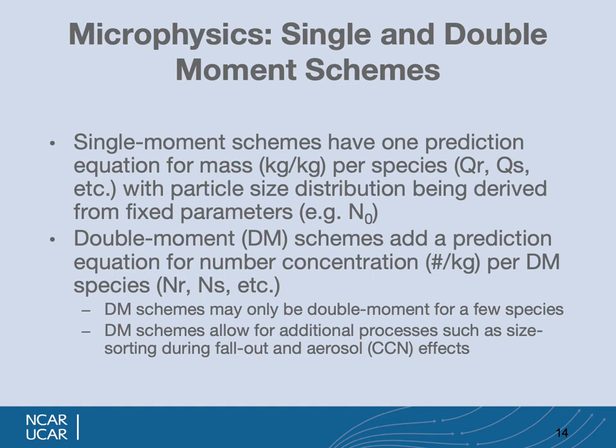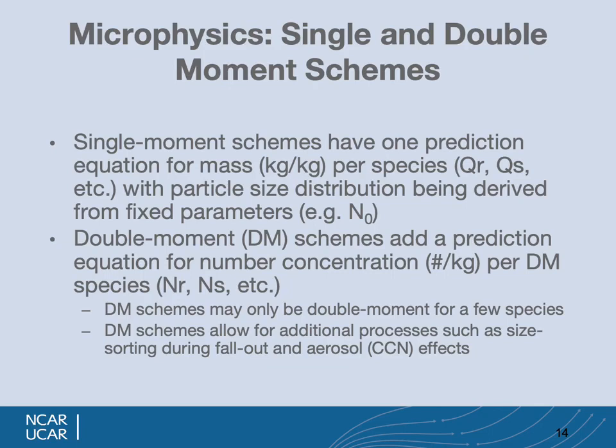For double moment schemes, you can add a prediction equation for the number of particles as well. So instead of a fixed intercept parameter, you can actually predict that. And so then you have the extra variables called NR, NS, etc. for each species. Double moment schemes may be either double moment for just a few species or all of the species, and there's a range of those in WRF.